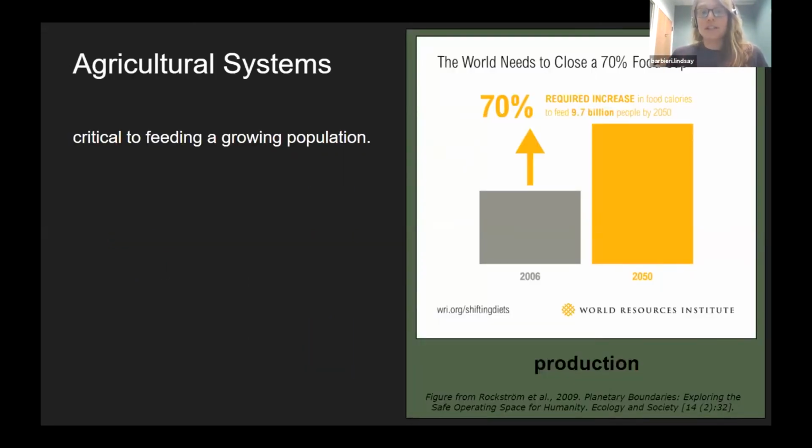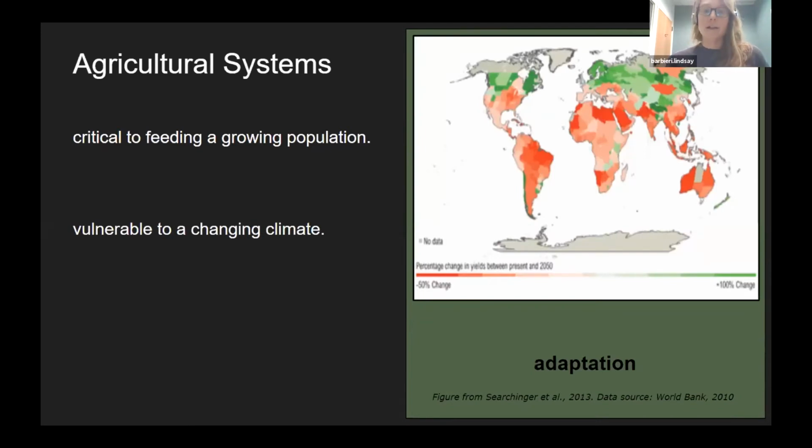So for me, agricultural systems, this is maybe not particularly new to folks who work in agriculture, but I think about it in three components. The first being ag systems are critical to feeding a growing population, with commonly cited things like we need to close a food gap, we need to increase food production to feed a growing population. So, production. The second dimension is that agricultural systems are vulnerable to a changing climate. In red here are areas of the world that are projected to have pretty huge yield decreases due to changing climate. So we think about vulnerability of ag systems, we also think about adaptation.